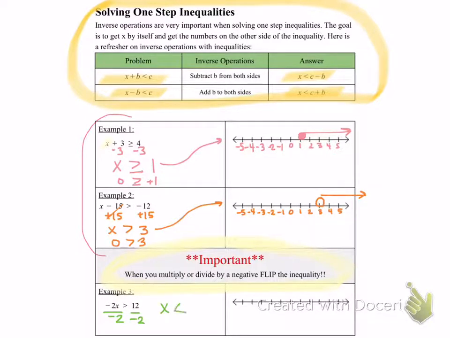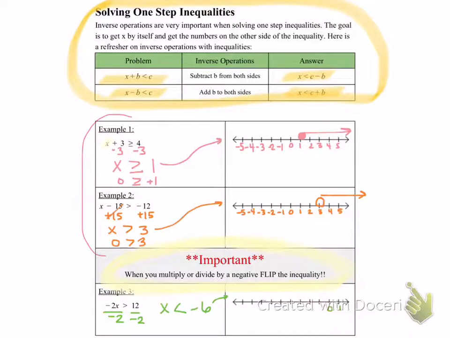We're flipping the inequality sign, meaning it's going to face the other direction. And now we're doing 12 divided by negative 2, which is negative 6. So here's our inequality. Let's transfer that to the number line. So let's go ahead and label it. We'll start 0 over here.